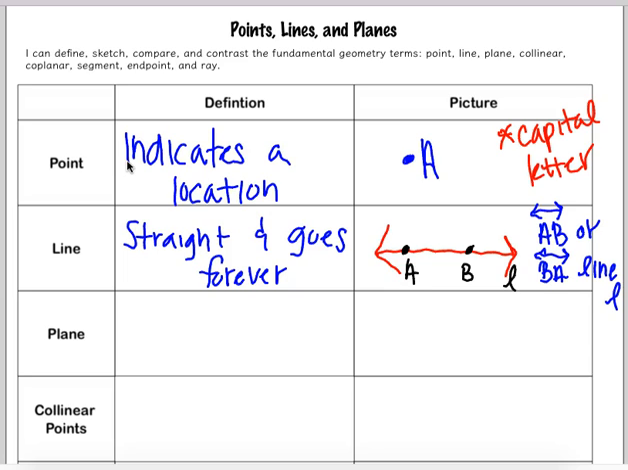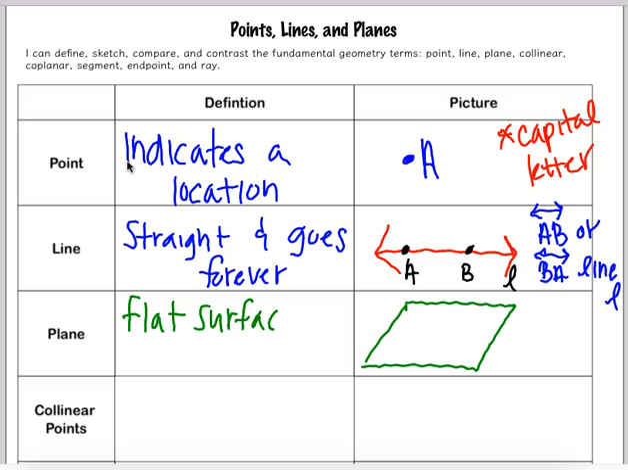Okay, now probably something that you haven't heard yet is a plane. So first let's draw a picture over here. All a plane is, guys, is a flat surface. So it kind of looks like a rectangle that's slanted on its side, okay? Think of the walls in a room or the floor or your desktop. That would kind of represent a plane in real life. So it's a flat surface. A flat surface that goes on forever.